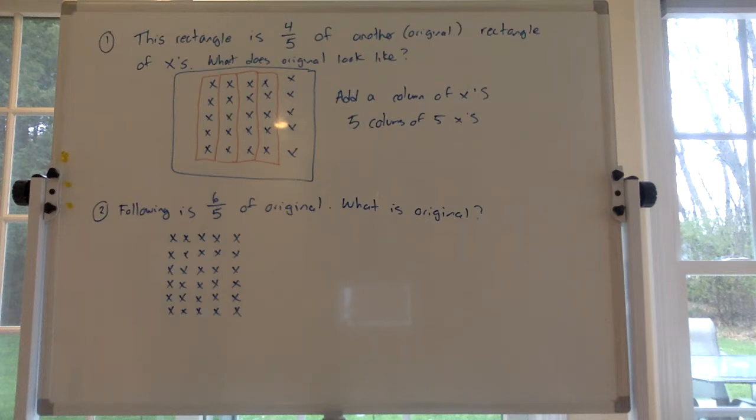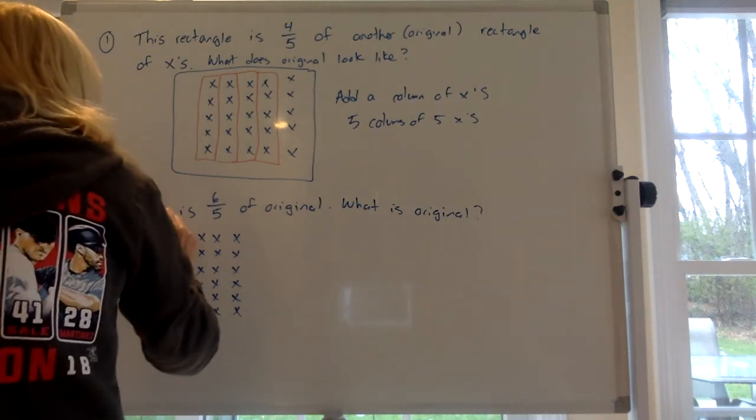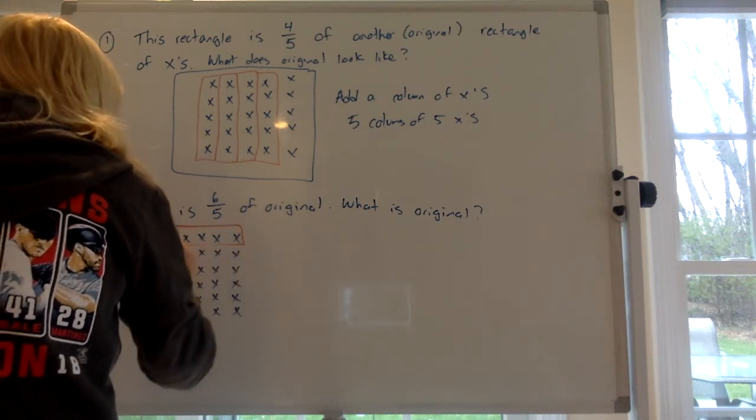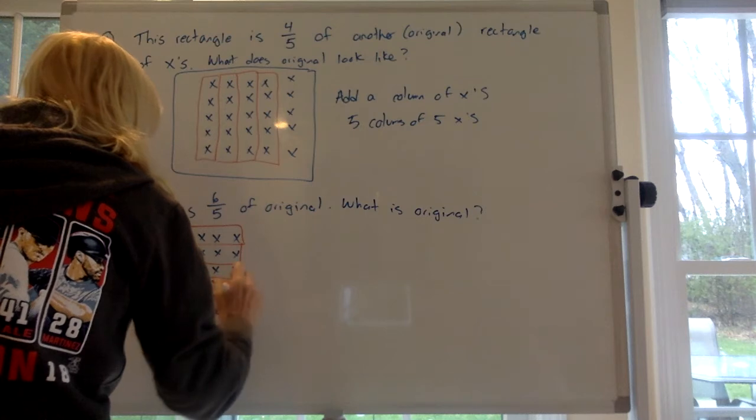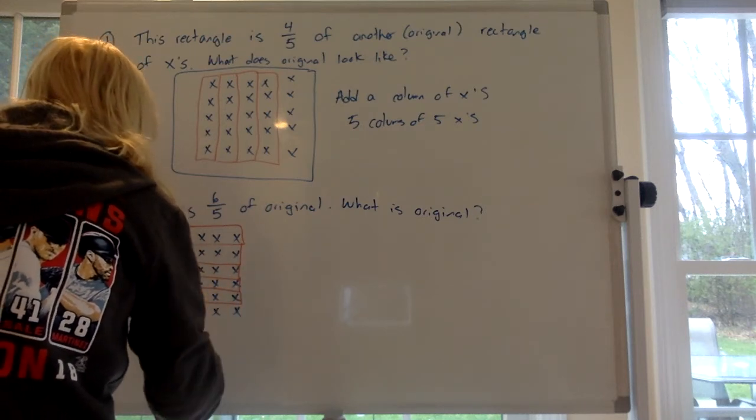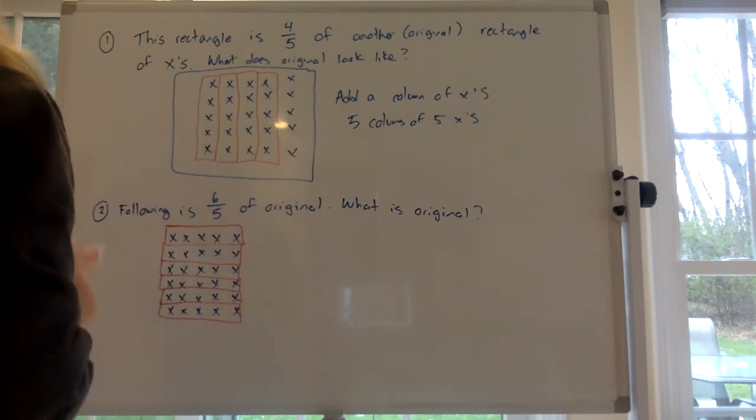It says it's 6/5 of the original. It's bigger than the original. But you go about it the same way. You look at the number on the top, and that represents the number of pieces. So we want to divide this thing up into 6 equal pieces. Well, I think this one has 6 rows, so we can just divide this up into 6 rows, right? Like this. So we have 6 rows of x's.